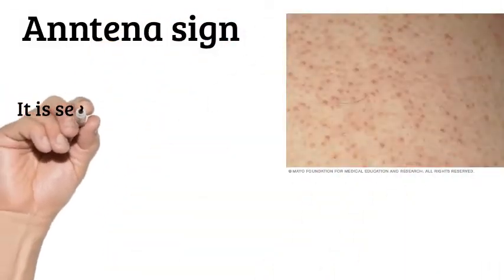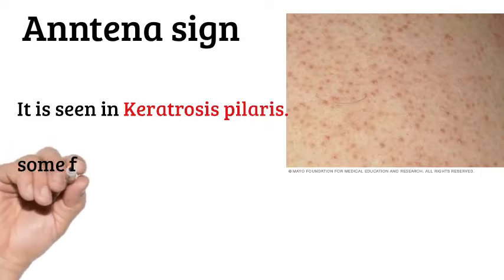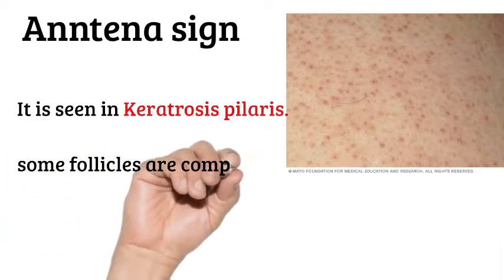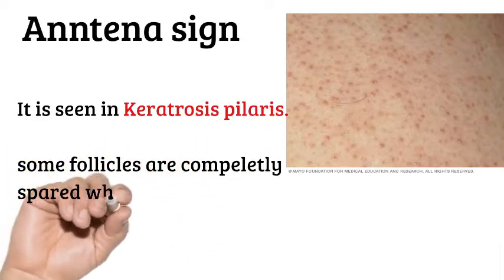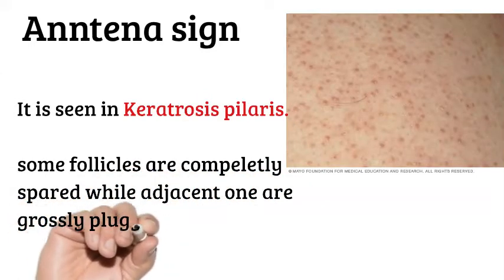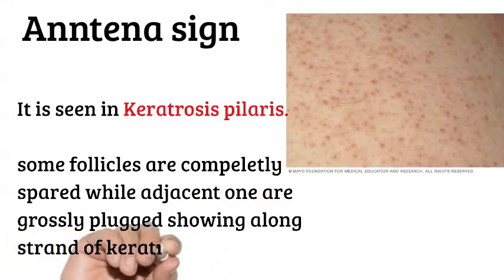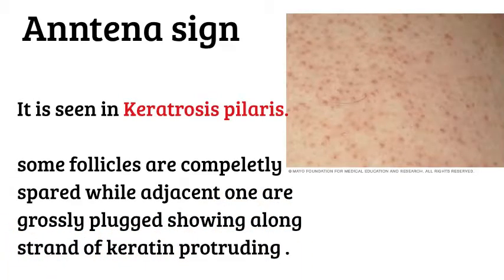Antenna sign. As we see in this picture, this is keratosis pilaris. When examined in tangential position, some follicles are completely spared, while adjacent ones are grossly blocked, showing a long strand of keratin protruding.